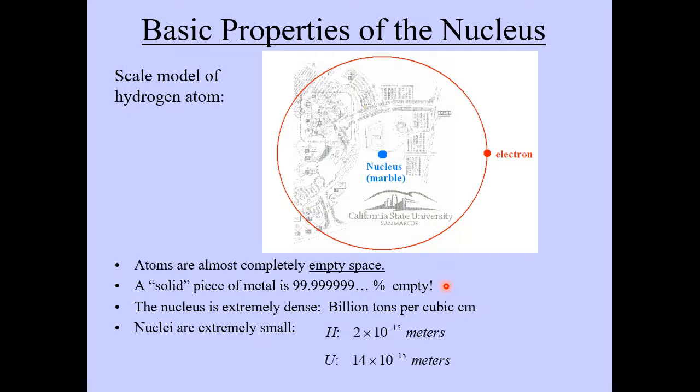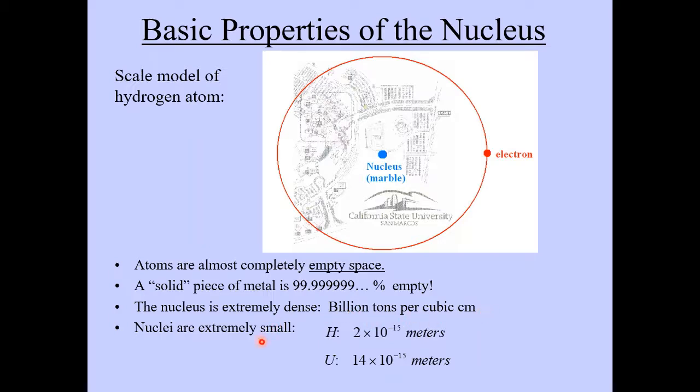So all of the mass of something like iron is concentrated in this tiny little nucleus because the electrons are very, very light compared to protons and neutrons. So almost all of an element's mass is concentrated in this tiny little nucleus. So the nucleus is extremely dense. Its density is billions of tons per cubic centimeter.